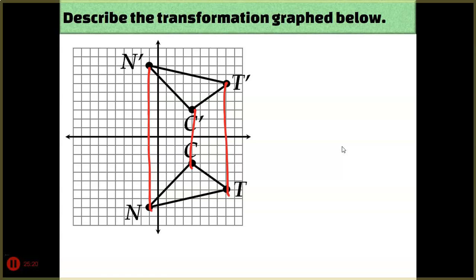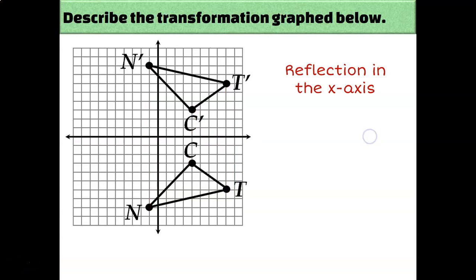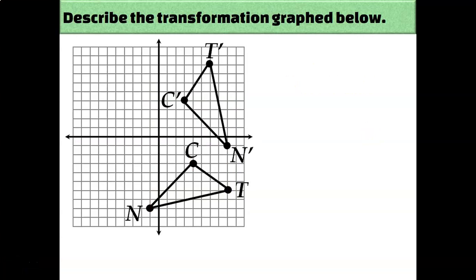So you can cut those lengths in half to figure out where the line of reflection is. For example, from T to T prime is a total of 12 units, and half of 12 is 6. So if I count inwards 6 units up and down, those arrows point at the line of reflection, which must be the x-axis. So this is a reflection in the x-axis.